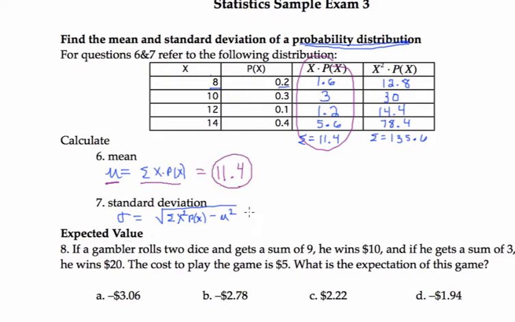Standard deviation. I'm just going to follow this formula. I want the square root of the sum of the x squared P(x) column. Here's the x squared P(x) column. We already figured its sum. Minus the mean squared. Well, here's the mean, 11.4 squared. So I plug this into my calculator. I get 2.37 or 2.4.